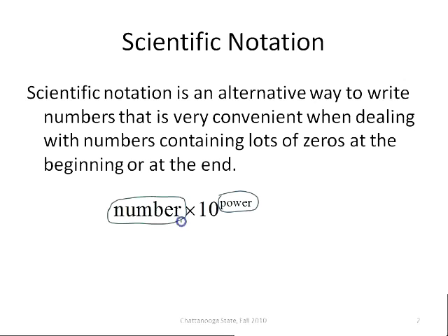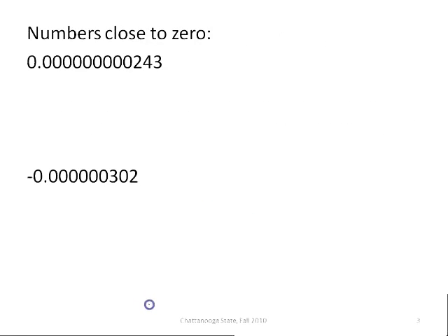The number could also be positive or negative, but the number will always have only one digit in front of the decimal point. You may see a digit or two afterwards, or even more than that, but you will always only have one digit in front of the decimal point. So let's look at some numbers and write them in scientific notation.